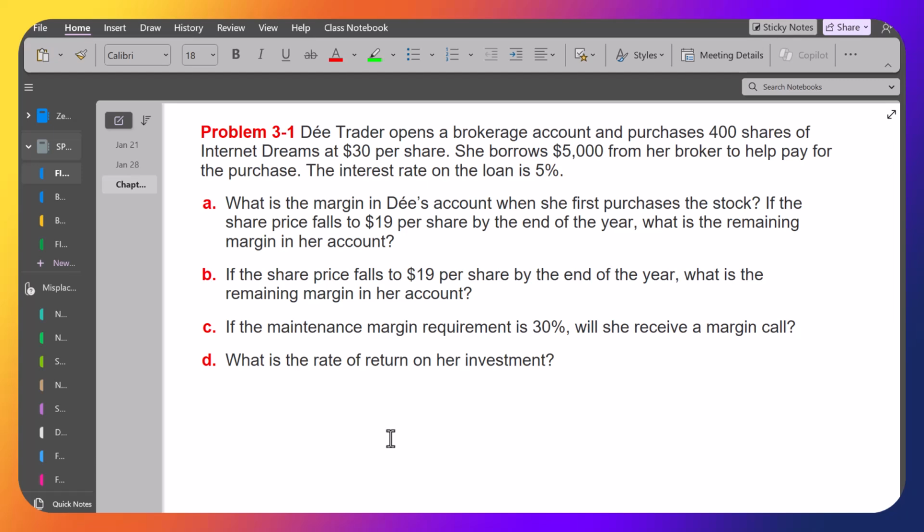In this problem, we have a day trader who opens a brokerage account and purchases 400 shares of Internet Dreams at $30 per share. She borrows $5,000 from her broker to help pay for the purchase. The interest rate on the loan is 5%. The first part asks what is the margin in her account when she first purchases the stock. If the share price falls to $19 per share by the end of the year, what is the remaining margin in her account? Let's do this step by step.